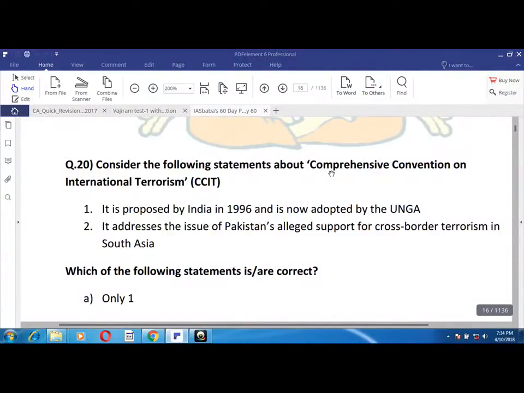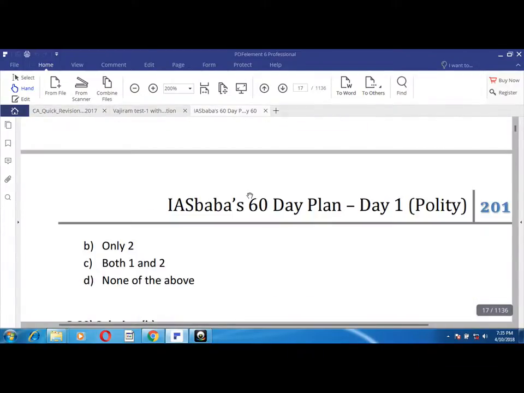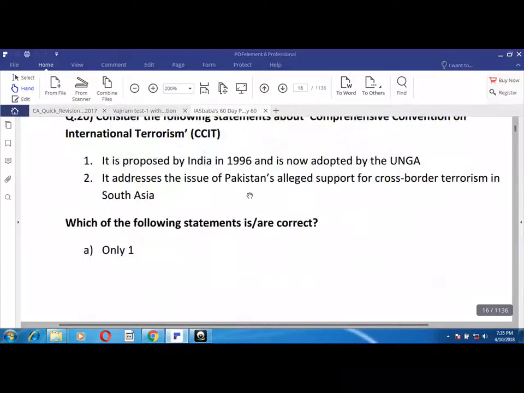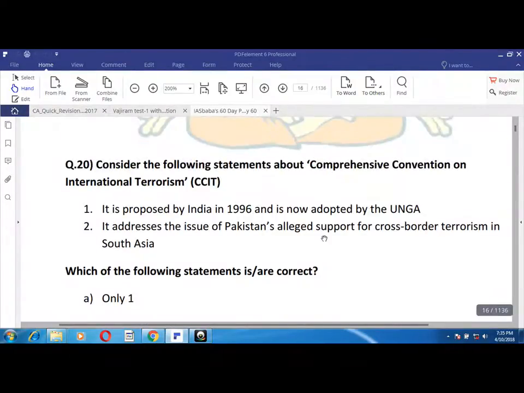Consider the following statements about the Comprehensive Convention on International Terrorism. Here is the correct answer. 2. It addressed the issue of Pakistan's alleged support for cross-border terrorism in South Asia.